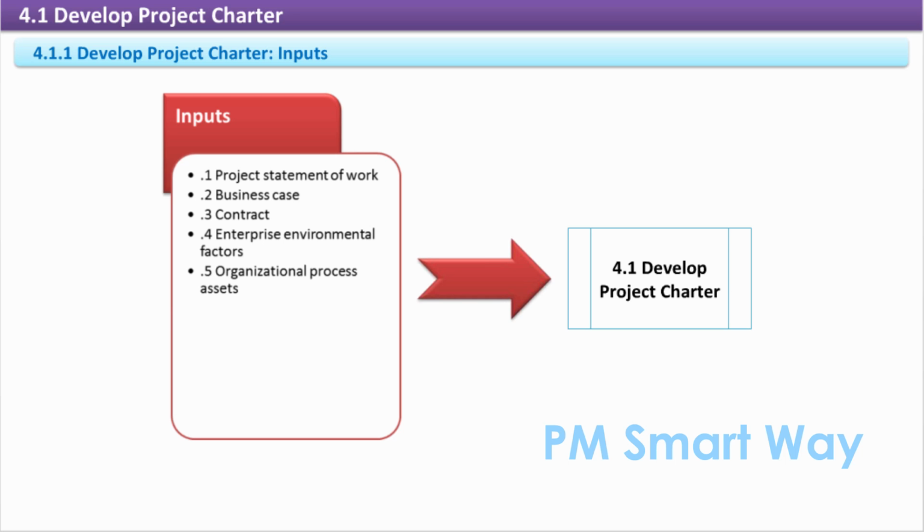Contract. If the project is being undertaken for an organization other than the performing organization, then a contract is likely to be involved. When a contract exists, it's an input to develop project charter because it will contain information about product requirements, cost, milestones, and procurement requirements. Enterprise environmental factors. Any of the many enterprise environmental factors and systems that influence the project should be considered, especially any standards or regulations that may apply in marketplace conditions.